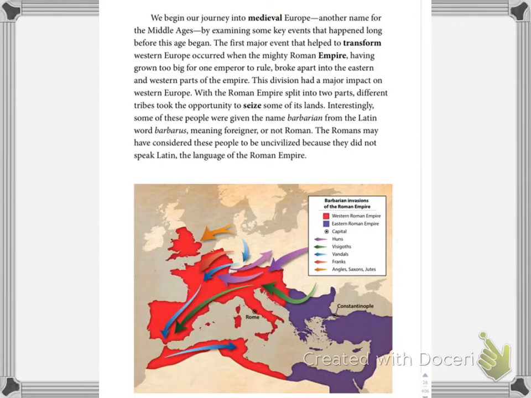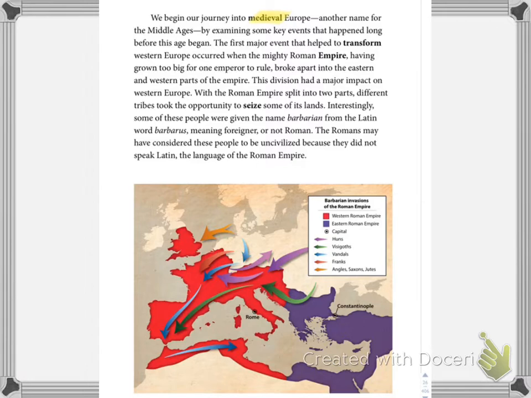Okay, next page. We begin our journey into medieval Europe, another name for the Middle Ages, by examining some key events that happened long before this age began. We're going to pause and I'm going to highlight the word medieval right here. Medieval is an adjective that describes things related to the Middle Ages. So you might hear the Middle Ages referred to as medieval times.